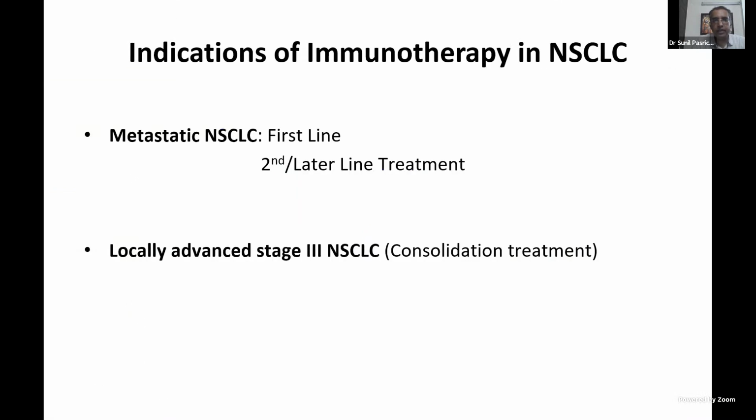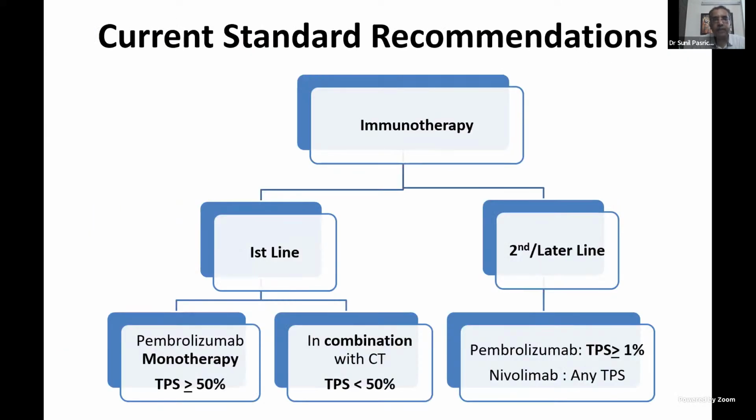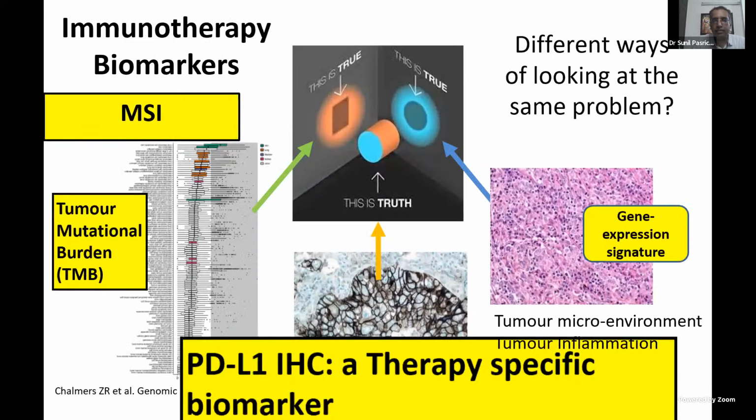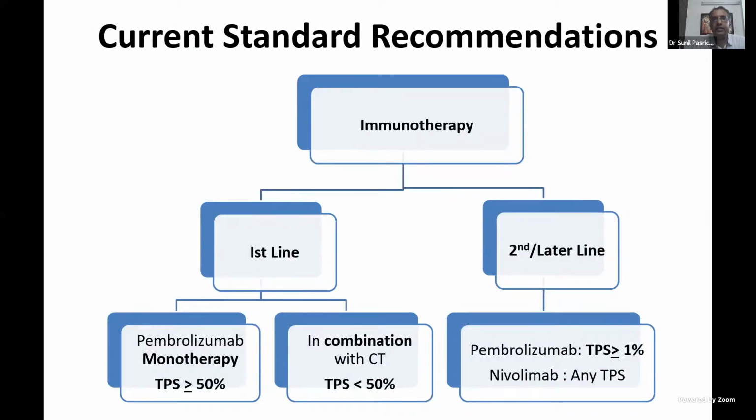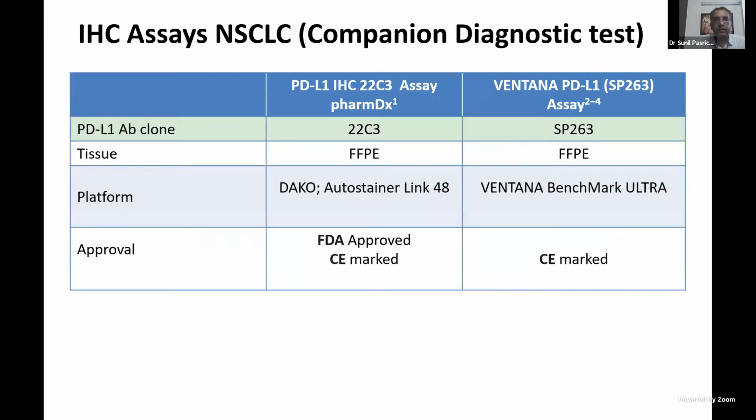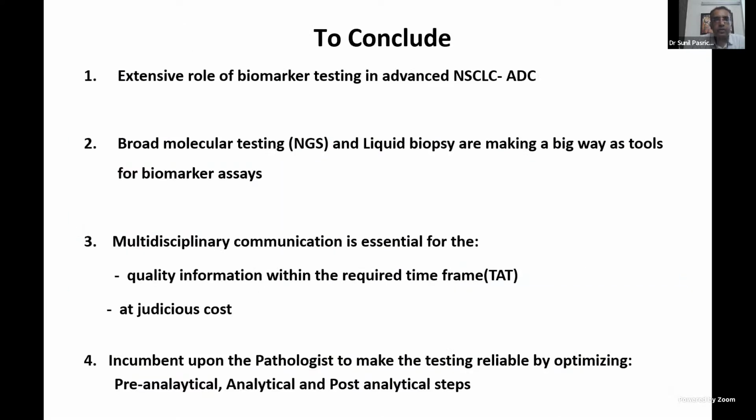So I can skip this. The immunotherapy biomarker: of all these biomarkers, PDL1 has emerged with passable utility, and the NCCN guidelines have approved pembrolizumab immunotherapy in the first line as a monotherapy when PDL1 expression is more than 50%, and these are the standard recommendations in the first line and the second line. And one has to use the companion diagnostic assays. So to conclude, there is an extensive role of biomarker testing in advanced NSCLC, adenocarcinoma especially.